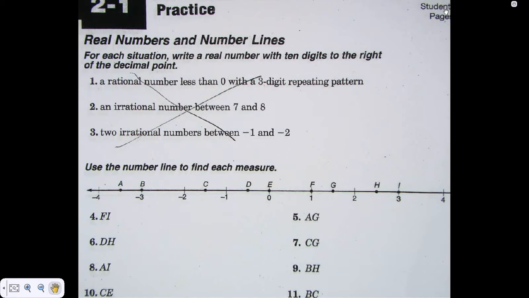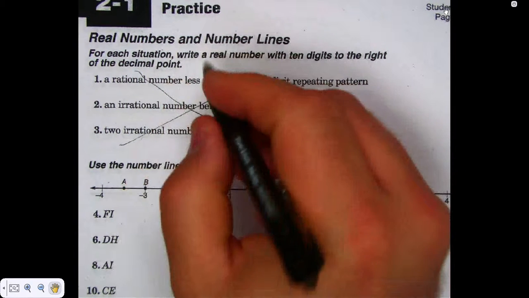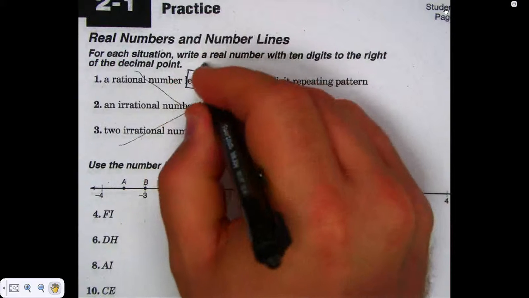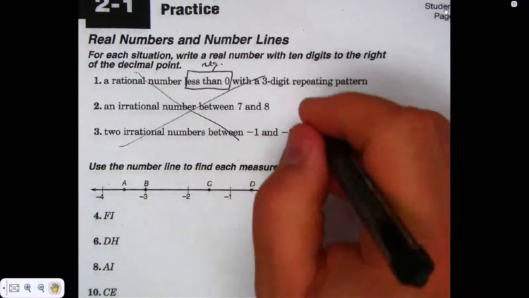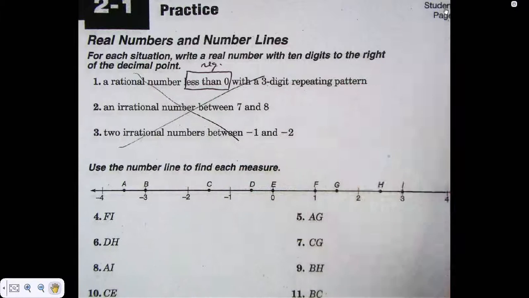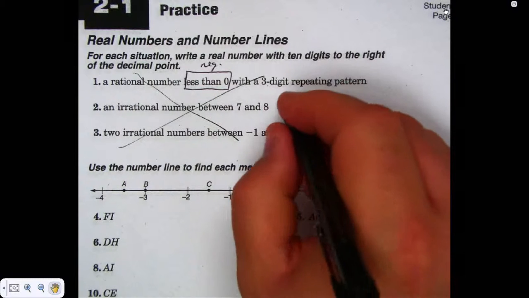So is there going to be more than one right answer here? Absolutely. Think about it. There's a lot of rational numbers that are less than 0 with a 3-digit repeating pattern. So what does less than 0 mean? It's negative. So it needs to be a negative number, and then 3-digit repeating pattern means 3 digits that repeat, right? So first of all, what's my number going to need to be? Negative.